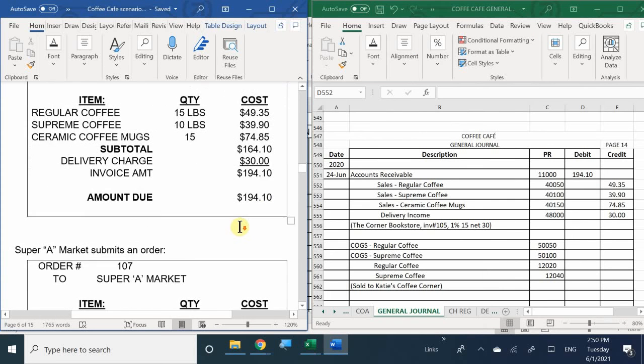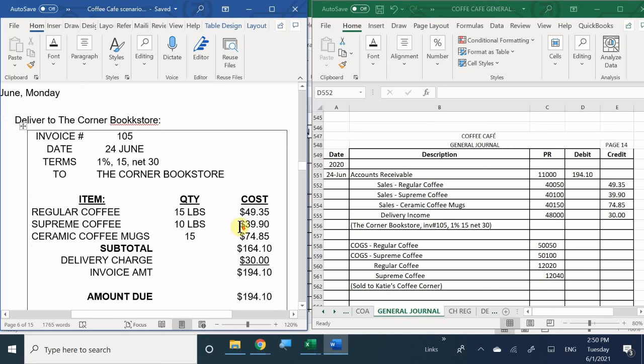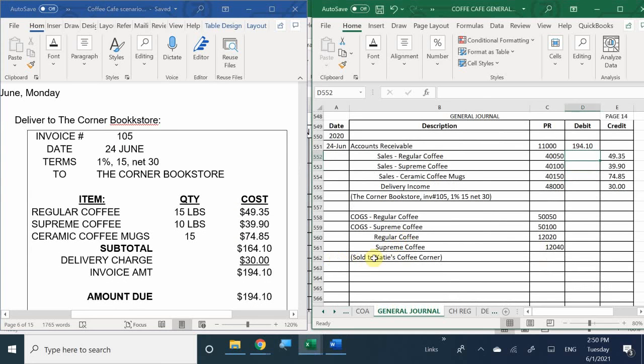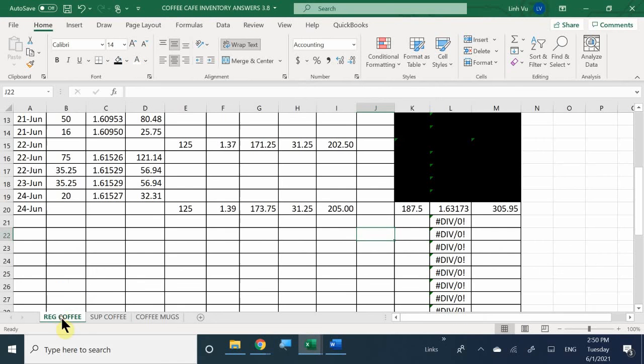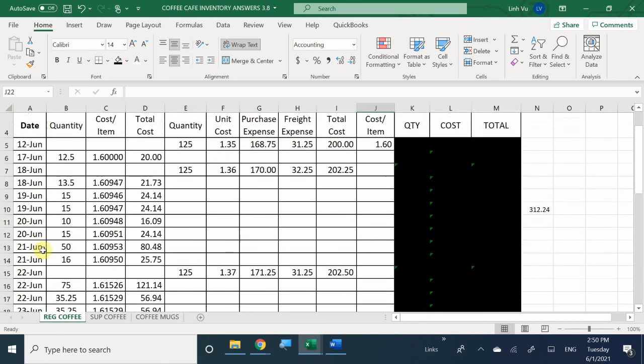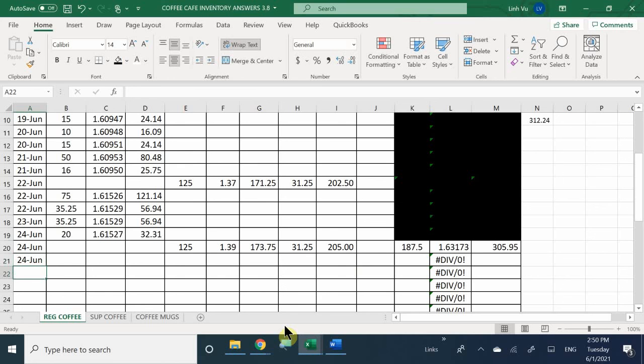If everyone's caught up, we have to do our cost of goods sold now. So, let's go to our inventory. Let me make the comment real quick. Regular coffee, yes, 6/24. 15 pounds. Wait a minute, let me make sure here. Okay, yeah, regular coffee was 15 and the Supreme was 10.